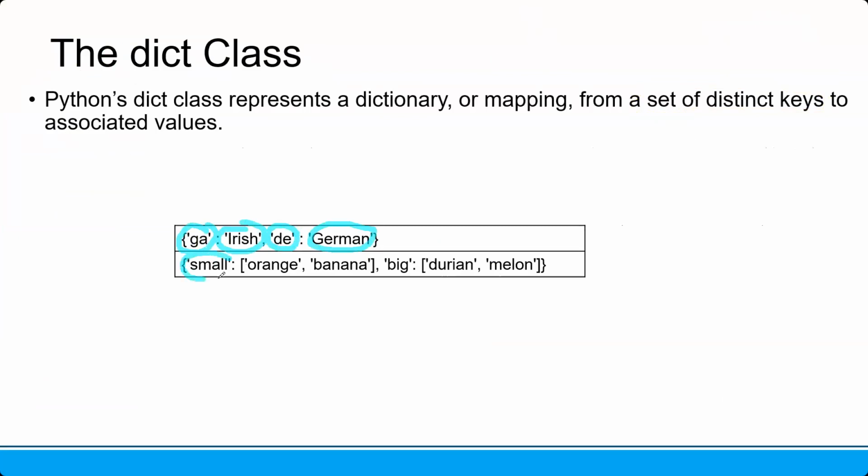Okay, so we have another example. Let's say I want to have a small fruit. A small fruit can be orange, banana. I can have another kind of fruit, which is a big fruit. A big fruit can have two kinds of fruit, durian, melon. So we call this the key, and we call this the value.